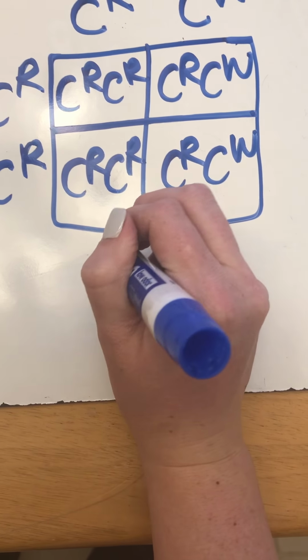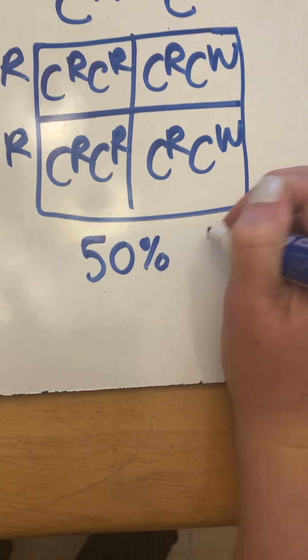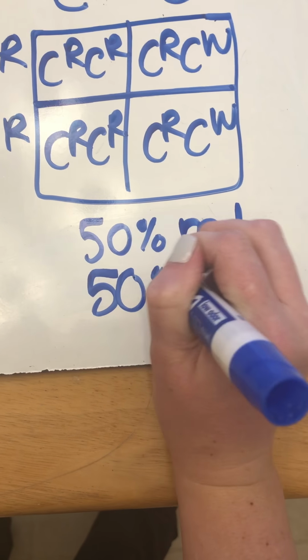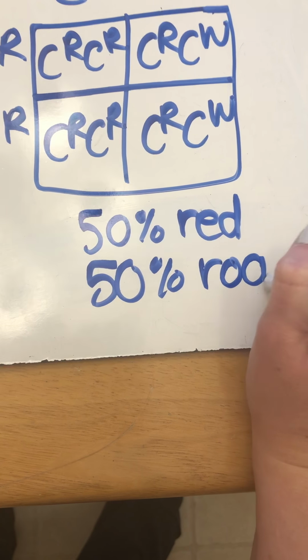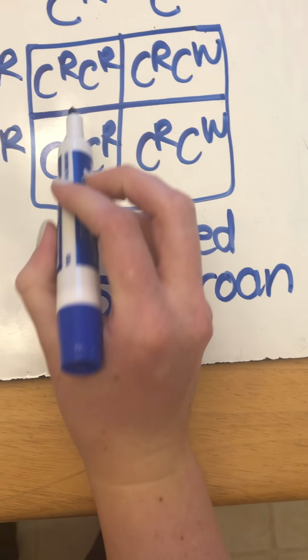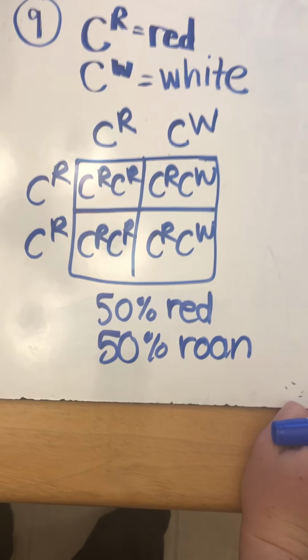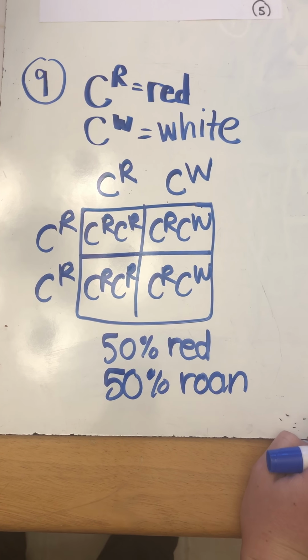Okay, sorry. 50% red. And 50% roan. So in this case, you have half a chance of getting red cattle and half a chance of having roan cattle offspring. All right, and that's the codominance problem.